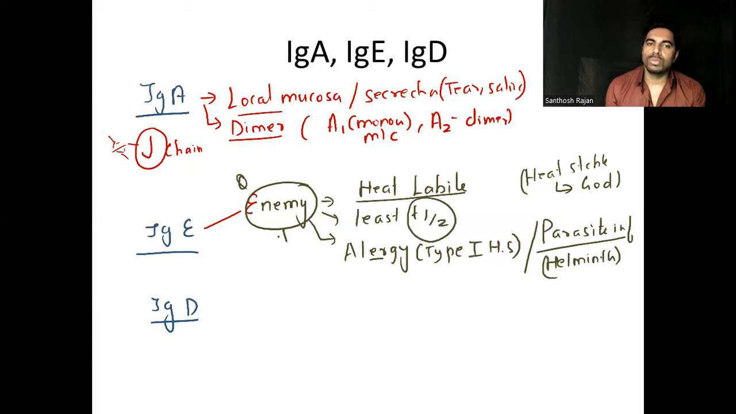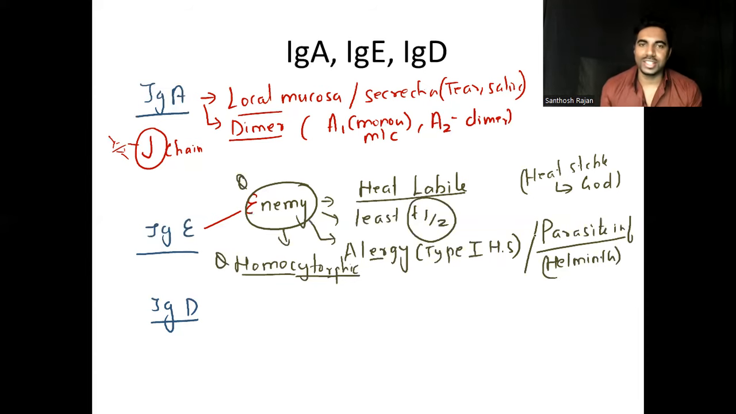And plus, don't forget, it's homocytotrophic. Enemies, you know, they are homophobic, like that you can remember. Homocytotrophic, or they are enemies, like if you see Lucifer, they are homosexual, right? So homocytotrophic. It's for remembrance only, okay?